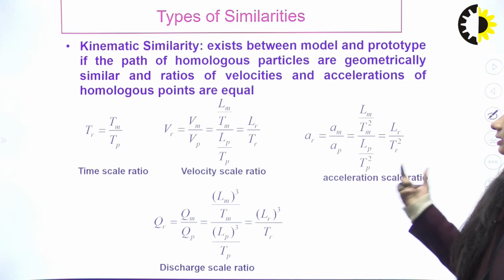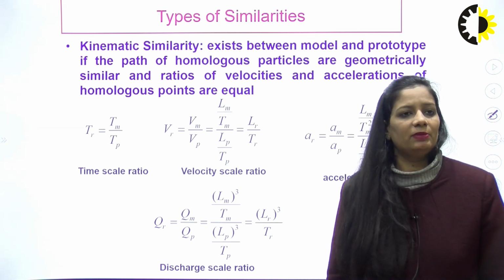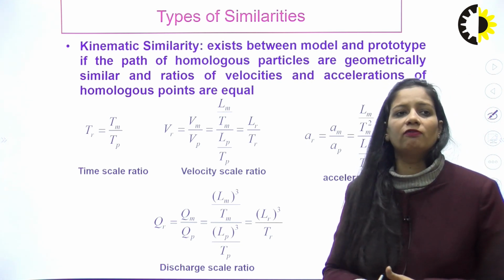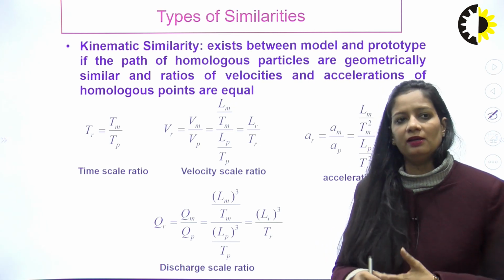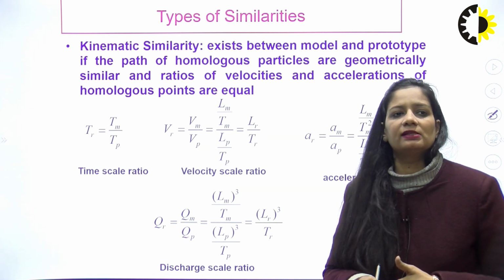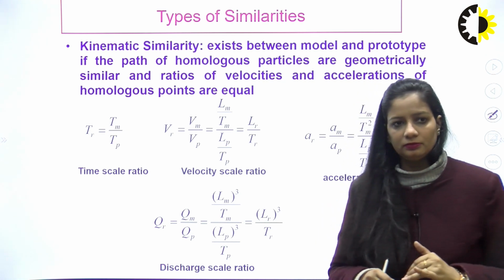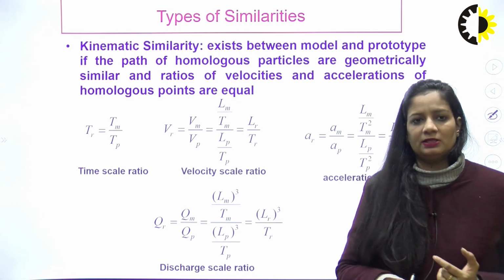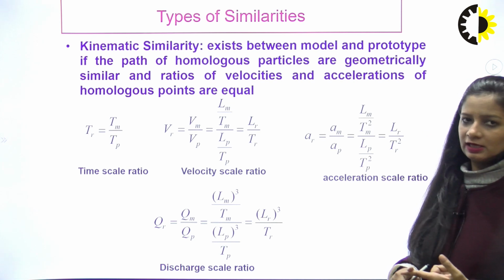So another similarity that can exist is kinematic similarity. That exists between model and prototype if the paths of homologous particles are geometrically similar and the ratios of velocities and accelerations of homologous points are equal. See, here we need to talk about time scale ratio, velocity scale ratio, acceleration scale ratio, and discharge scale ratio. Okay.